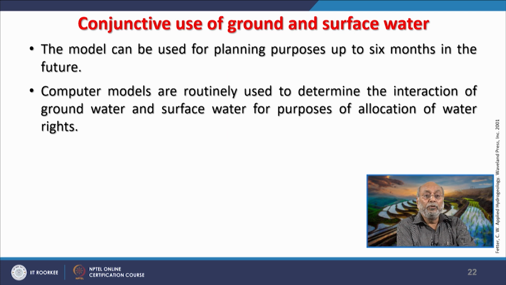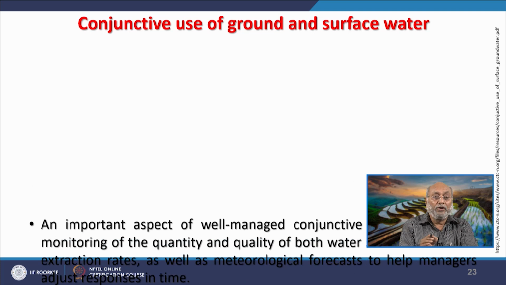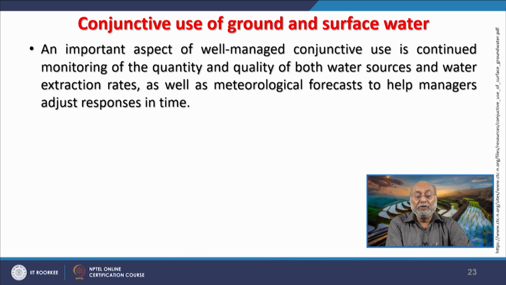And computer models are routinely used to determine the interaction of groundwater and surface water for purposes of allocation of water rights. Further, models are also available for irrigation that show when water will be required for different kinds of crops, and how this water can come, that can also be modeled. So, an important aspect of conjunctive use management is continued monitoring of quality and quantity of both types of water, water sources and water extraction rates, as well as meteorological forecasts to help managers adjust responses in time.